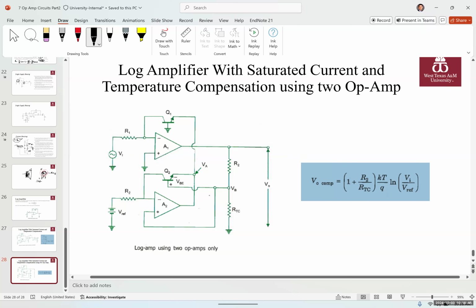This is another log amplifier with saturated current and temperature compensation using 2 op amps. A simpler version: V out with compensation would be 1 plus R2 over RTC, times KT over Q, times ln of V in over V reference. Again, this is used in a lot of these switching amplifiers, different sensors. If you want to build, again, an infrared heat sensor, this is a good amplifier for that as well.